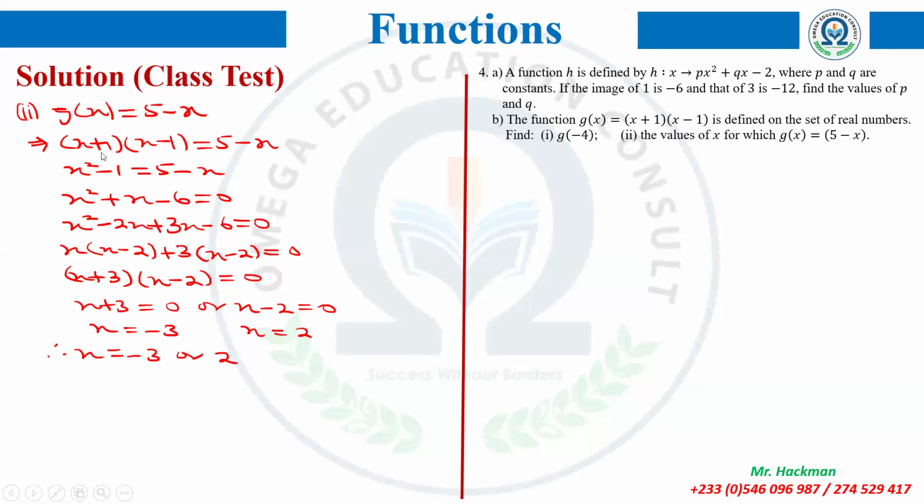Unfortunately, you cannot say that x plus 1 times x minus 1 is equal to 5 minus x, and then solve x plus 1 equal to 5 minus x and x minus 1 equal to 5 minus x. You cannot do that because we only have the zero product rule. We don't have a 5 minus x product rule. So until this side is 0, you cannot equate. Otherwise, you expand, collect like terms, and group. Let me finish, those of you with your hands up. I will give you opportunity to ask your questions or contribute.